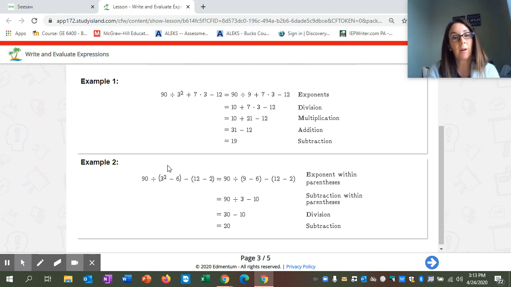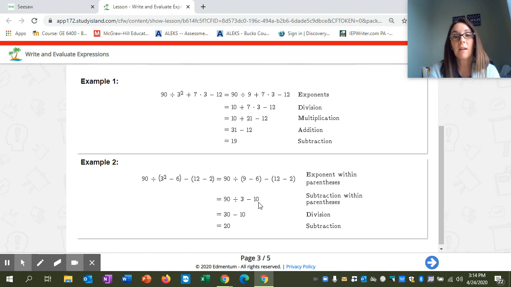Parentheses first. So in our parentheses, we have 3 to the second power minus 6. 3 to the second power becomes 9. Everything else in the expression stayed the same. So we have 90 divided by the quantity 9 minus 6, minus the quantity 12 minus 2. Now we will do our subtraction within our parentheses. So 9 minus 6 becomes 3, and 12 minus 2 becomes 10.